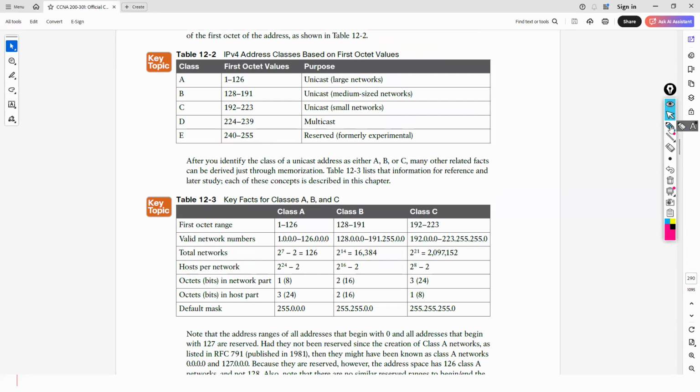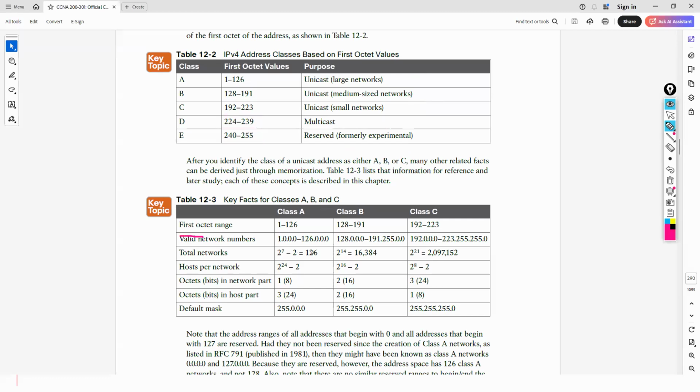Now, as you can see here, as I mentioned, class A starts from 1 to 126, class B is 128 to 191, class C is 192 to 223, 224 to 239 is class D, 240 to 255 is class E. You can see reserved or experimental, multicast. All these are unicast IP addresses. And as I said, we would be using these three classes majorly. And just for multicast purpose, we will be using class D. And you can see here, the first octet range is 1 to 126, 128 to 191, 192 to 223 for class A, B, and C respectively, right?